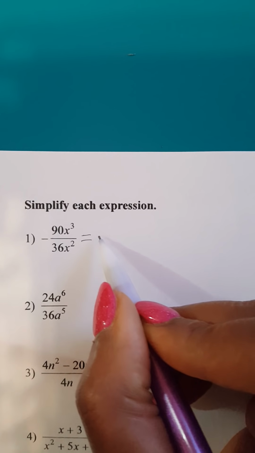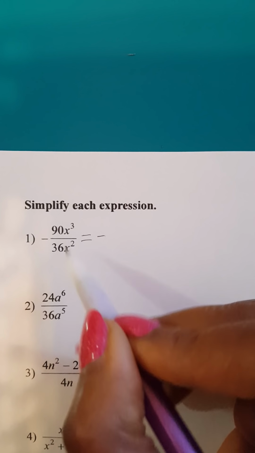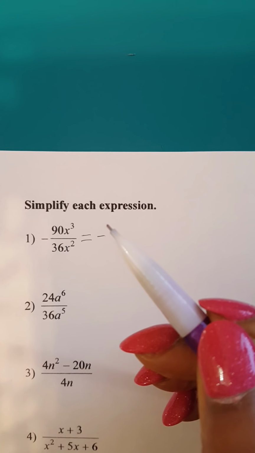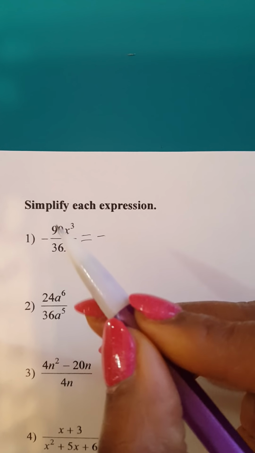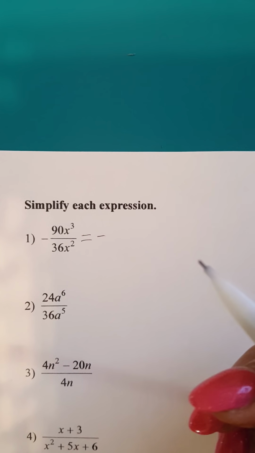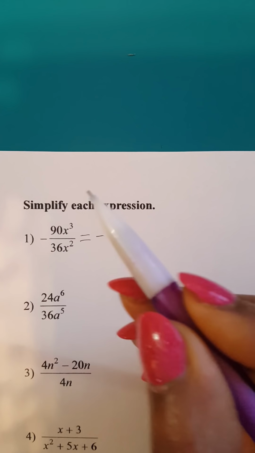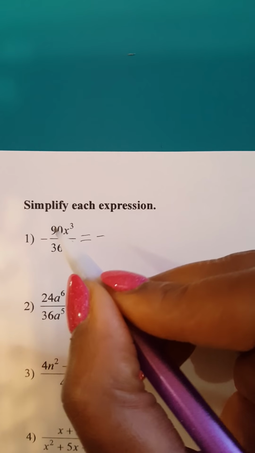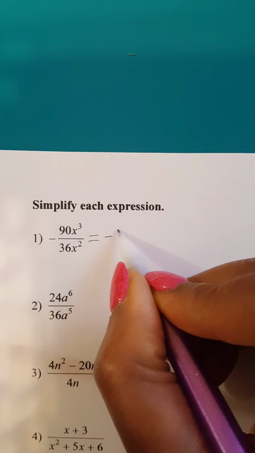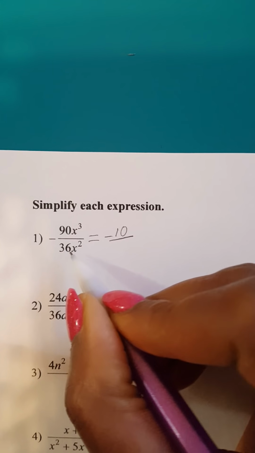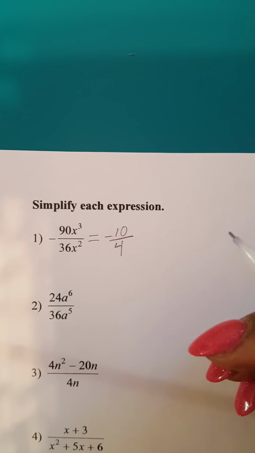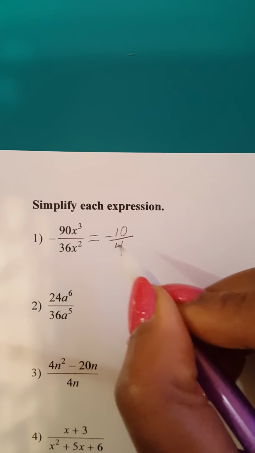It's negative, so it'll stay negative. What goes into both 90 and 36? 9 goes into 90 and 9 goes into 36, but I don't think that's the biggest number. We can go ahead and do 9 into 90. That is 10. 9 into 36 is 4. And you can see I didn't use the biggest number.